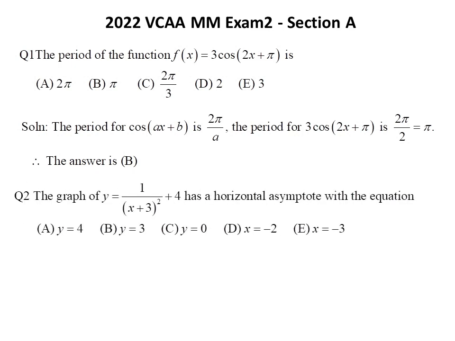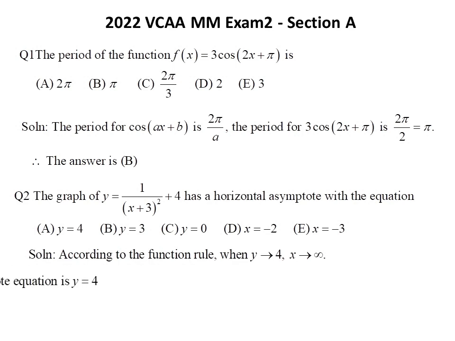Question 2 is to find the horizontal asymptote equation based on the given function y equals the reciprocal of (x plus 3) squared, then plus 4. According to the function rule, when x approaches infinity, y approaches 4. Therefore, the asymptote equation is y equals 4. So the answer for question 2 is A.